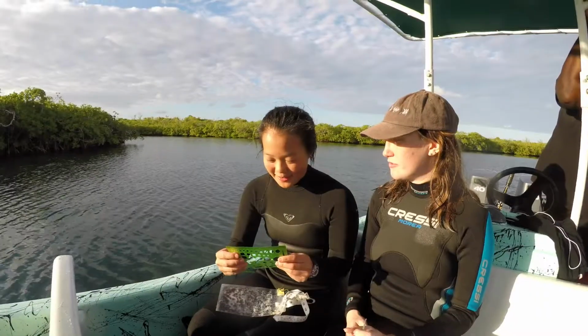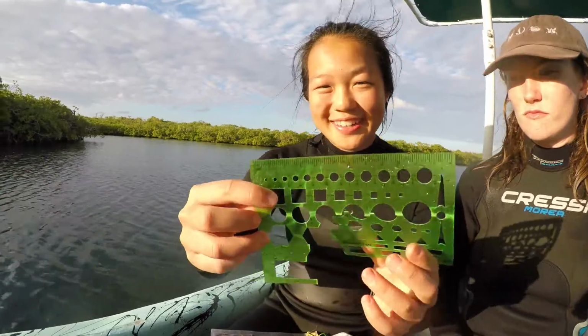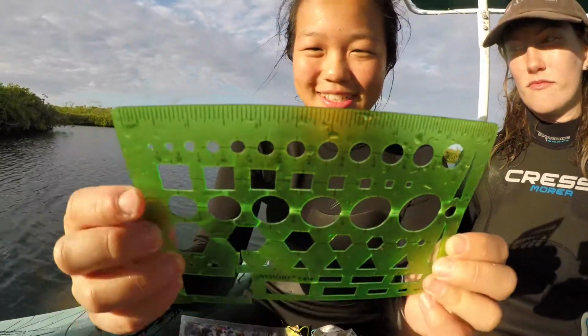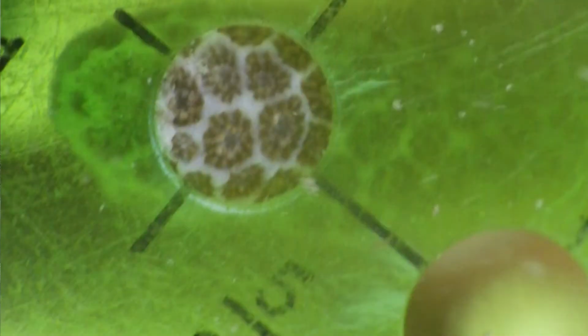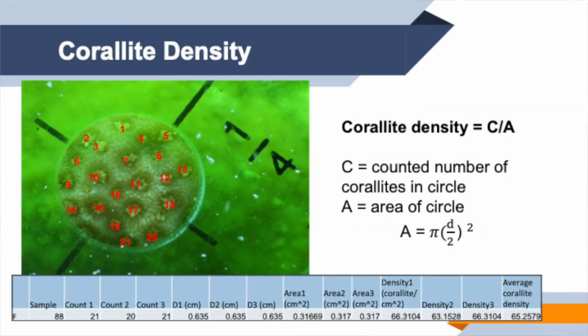Sure. So the first thing to measure the corallites, we use this card. It has little numbers that tells you the diameter of each circle. We get a close-up picture of the coral with a certain amount of corallites inside of the circle. And then we count them, and that tells us the corallite density.